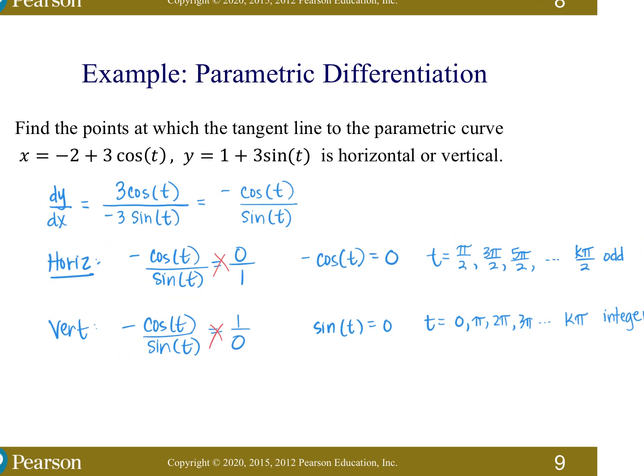Now, does this answer the question? Does not answer the question. The question is, find all the points when this happens. So we have now found all the times when it happens, but we haven't actually found all the points that it's going to happen. So we actually have to finish this and find the horizontal points.